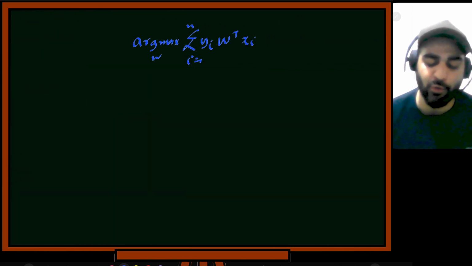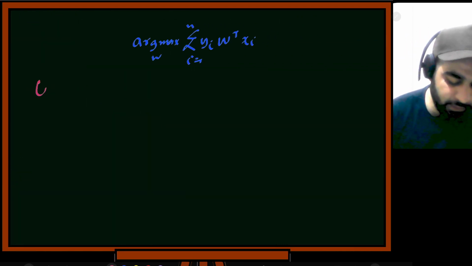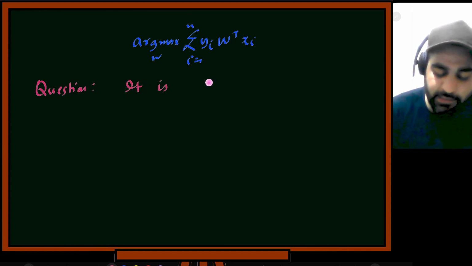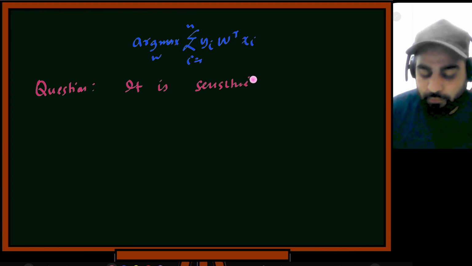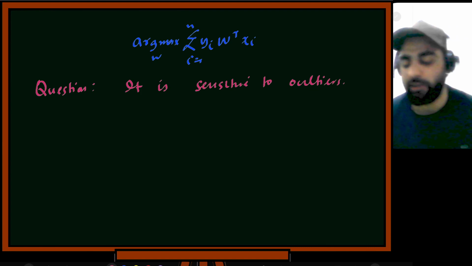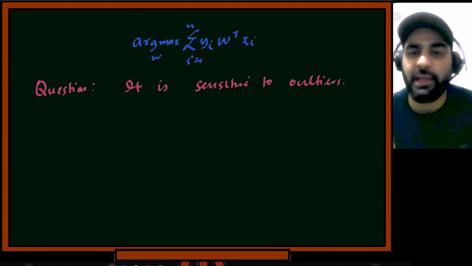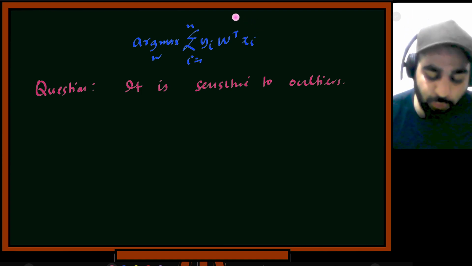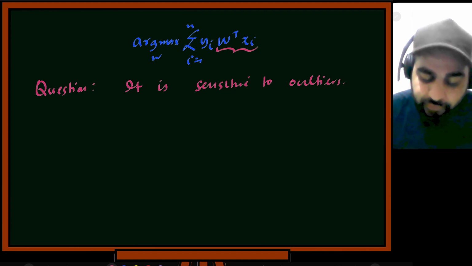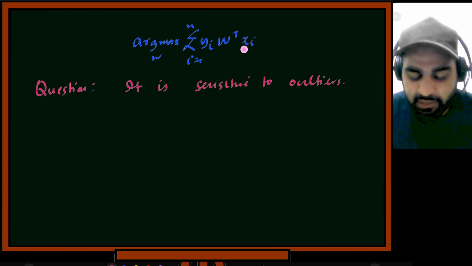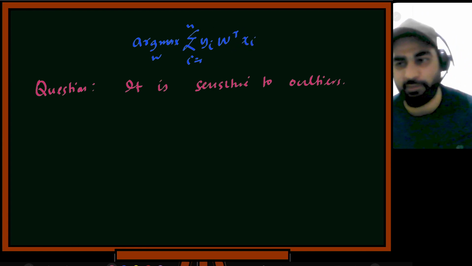Now we have to somehow modify this. The question we faced is that it is sensitive to outliers. So now my job is to make this such that the algorithm does not get affected by the outlier. The point is I have to change this somehow. This y will remain fixed, but I can change the whole thing. I can transfer it through a function or something.